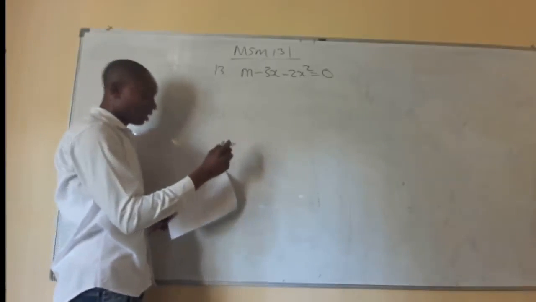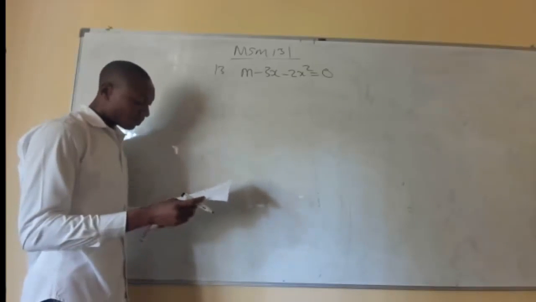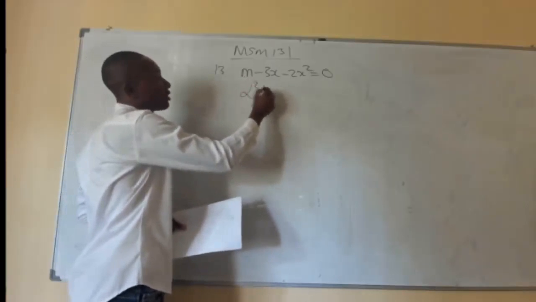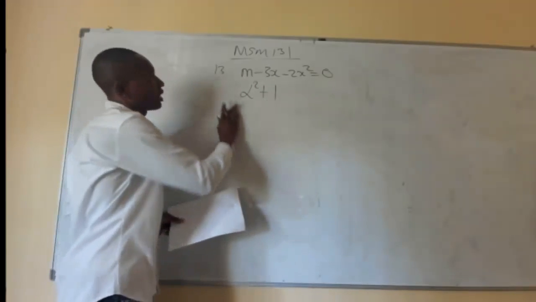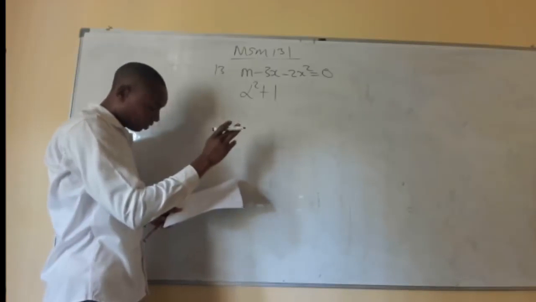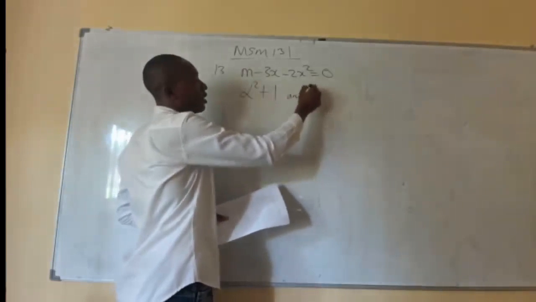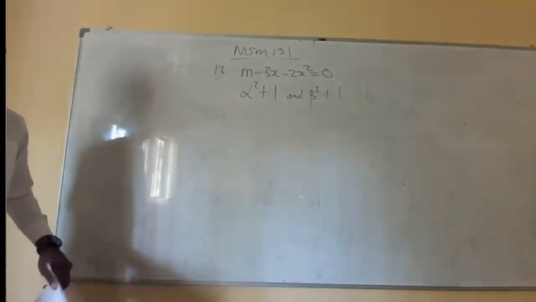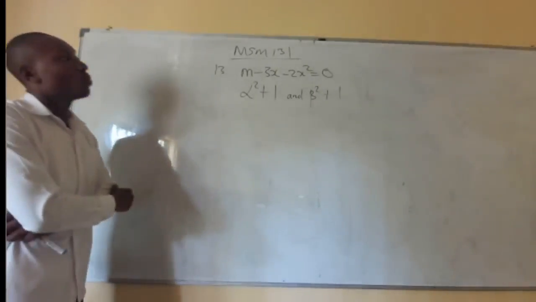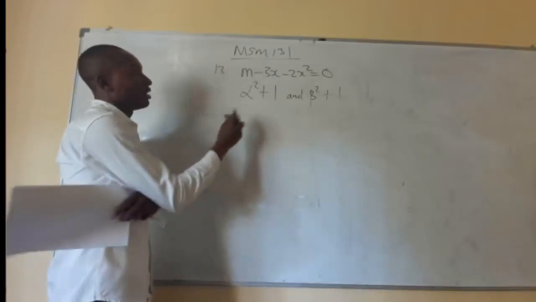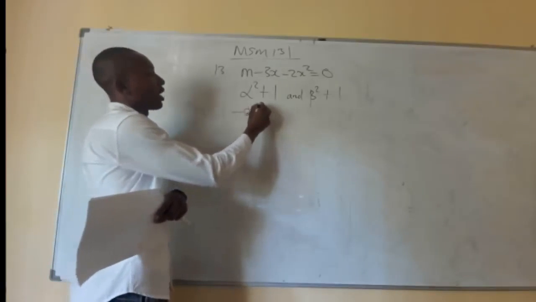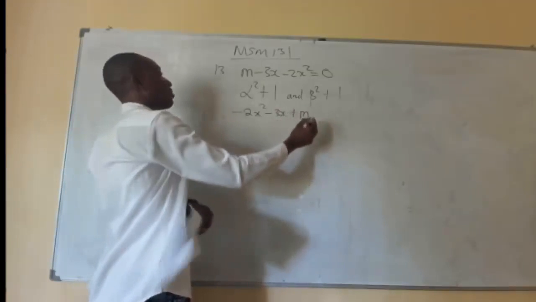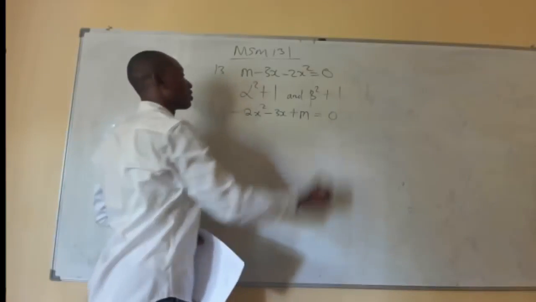Okay, so we're looking, find in terms of m an equation whose roots, so we've been given that the roots in question are alpha squared plus 1 and beta squared plus 1. Now, they told us to find in terms of m. Okay, now, one thing we should know is we have to rewrite this in standard form. This is 2x squared minus 3x plus what? M, because m is the constant, it's equal to 0.